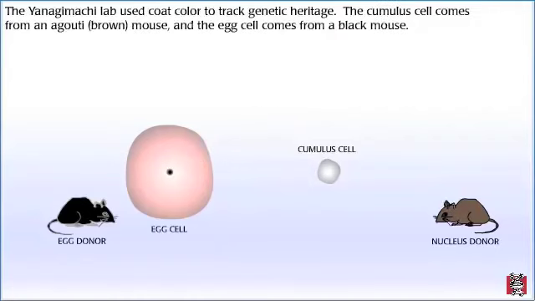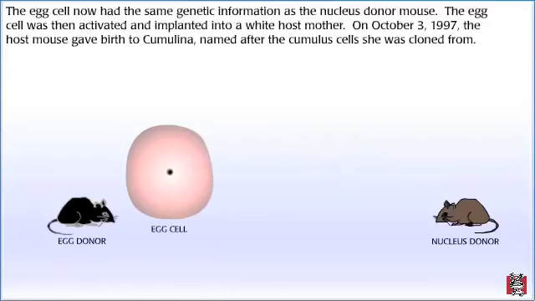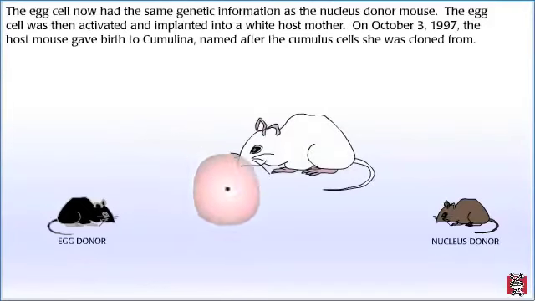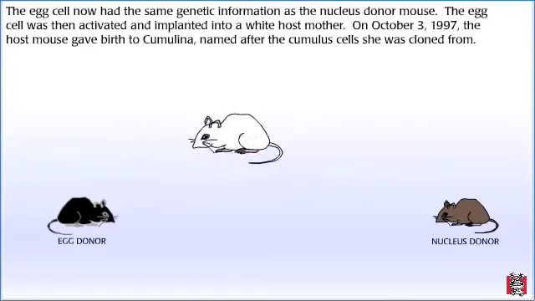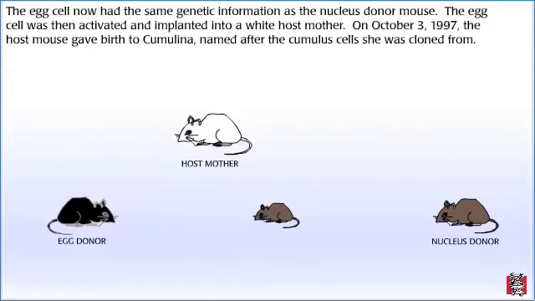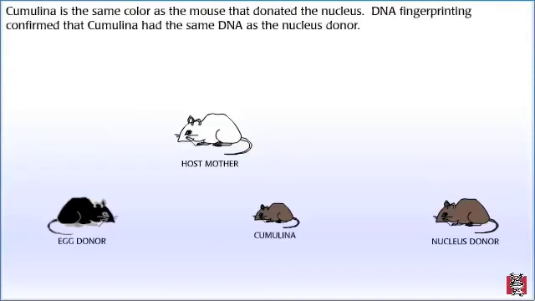The Yanagimachi lab used coat color to track genetic heritage. The cumulus cell comes from an agouti, brown, mouse, and the egg cell comes from a black mouse. The egg cell now had the same genetic information as the nucleus donor mouse. The egg cell was then activated and implanted into a white host mother. On October 3, 1997, the host mouse gave birth to Cumulina, named after the cumulus cells she was cloned from. Cumulina is the same color as the mouse that donated the nucleus.